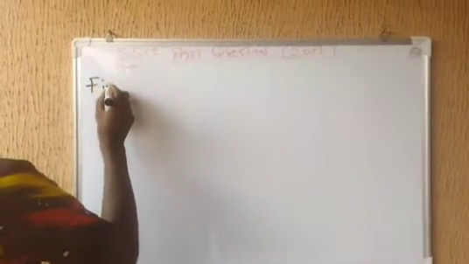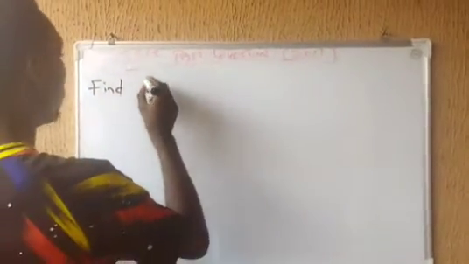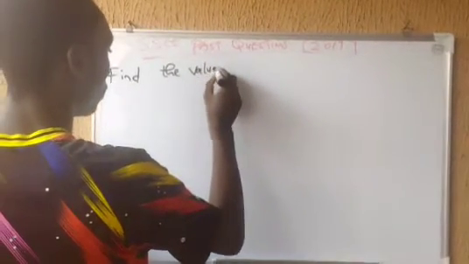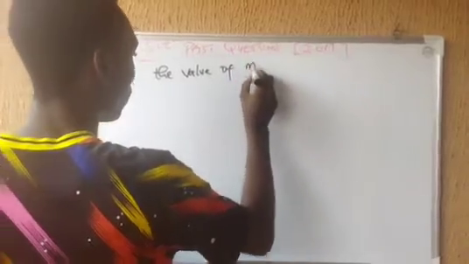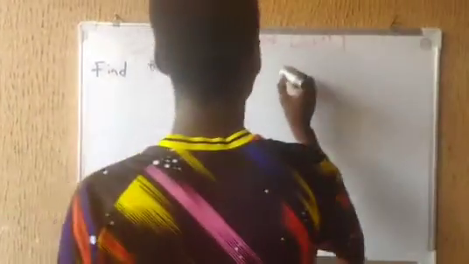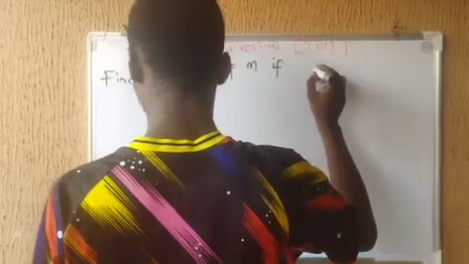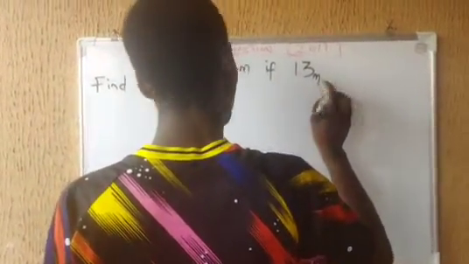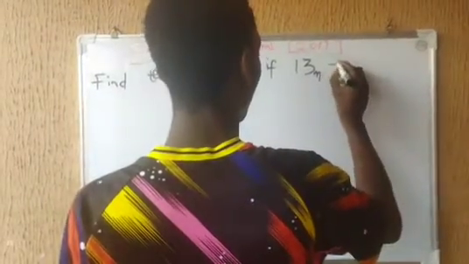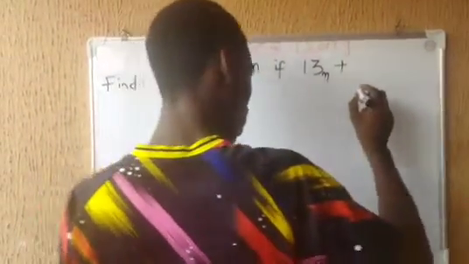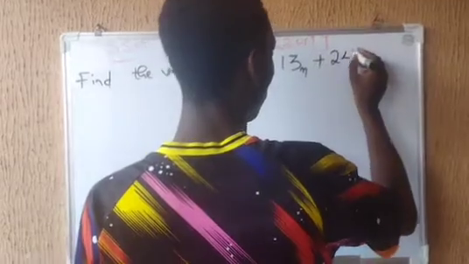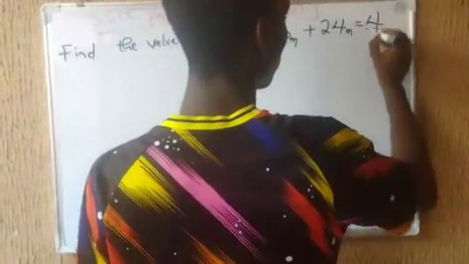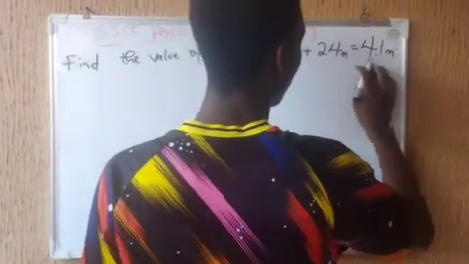Find the value of m if 13m + 24m equals 41m.